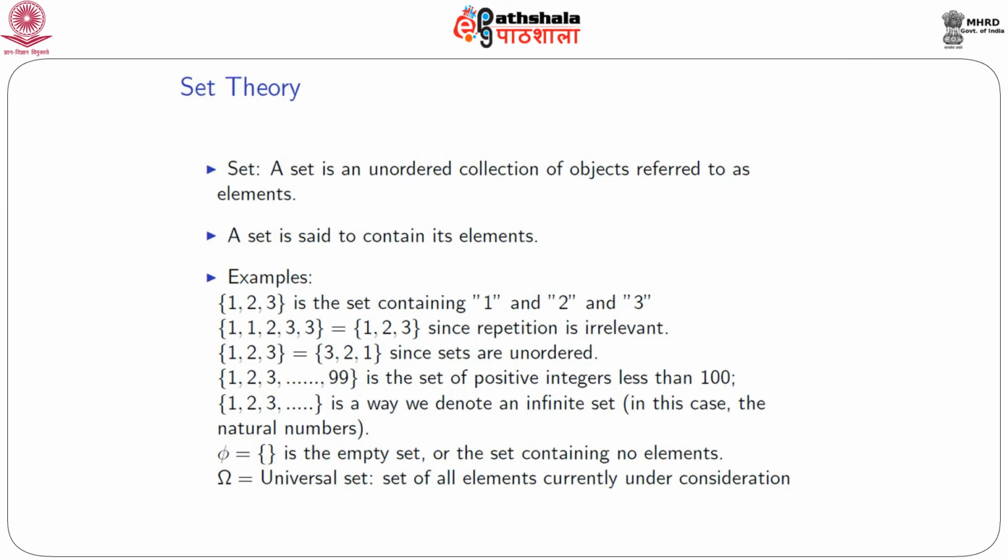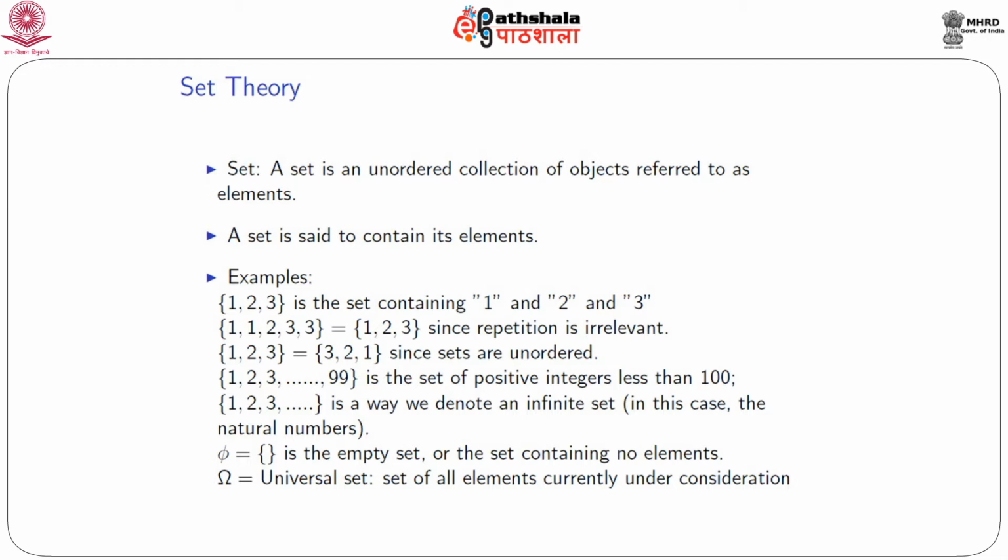I will give you a few examples. For example, the set {1, 2, 3} is a set containing 3 numbers: 1, 2 and 3. A set is usually represented by braces. Consider another example. Here it is a set consisting of elements 1, 1, 2, 3, 3. Look here, 1 is repeated twice, so is 3. But this is nothing but a simple set {1, 2, 3}, since repetition is irrelevant in the case of a set.